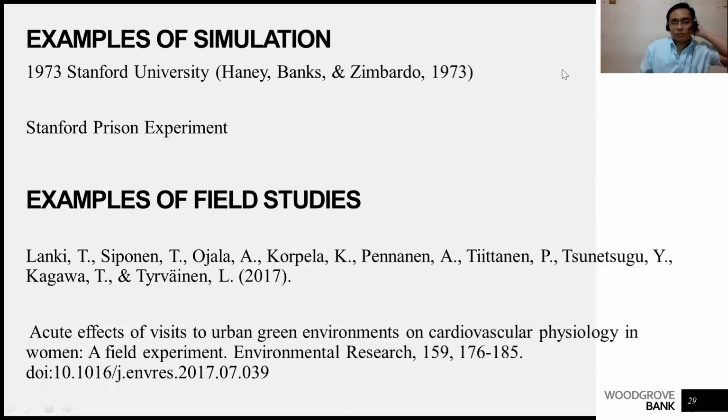So here's an example of simulation. In 1973, at Stanford University, it's what we call the Stanford Prison Experiment. In summary, a building was modified to be seen as a prison, and then participants who volunteered for the research were randomly assigned to be a prisoner or a guard.